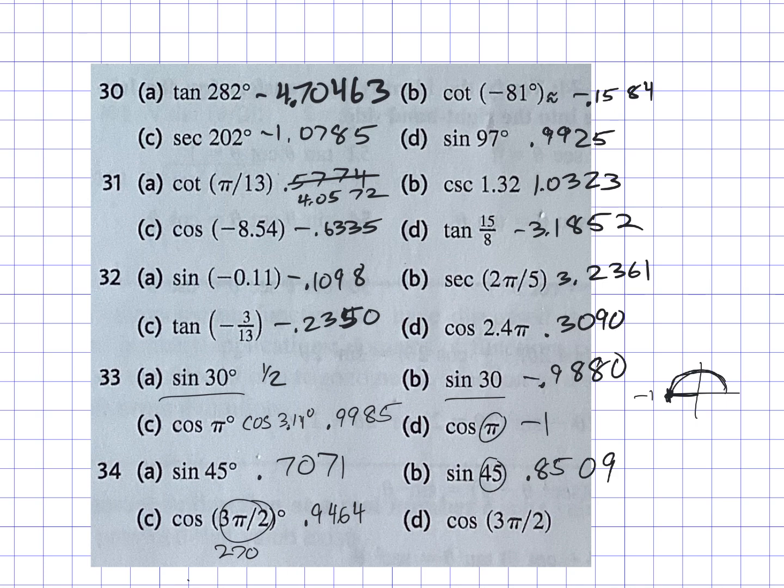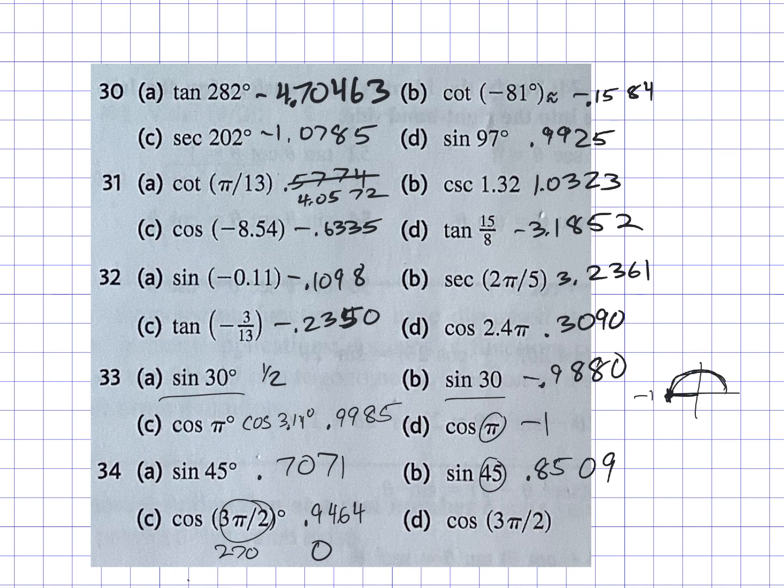270, cosine of 270 in degree mode. Yeah, so that should be 0. Now, why are they different? So 3 pi over 2 in degrees, that's not the same as 270 degrees, okay? If pi is 180, then 3 times 180 divided by 2 will give me 270, okay?